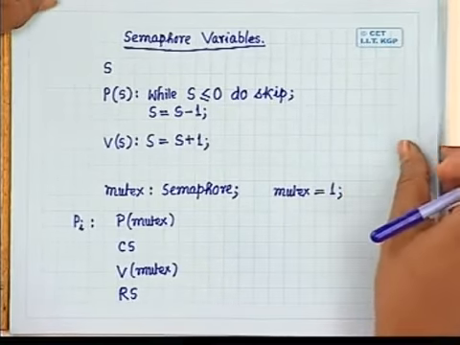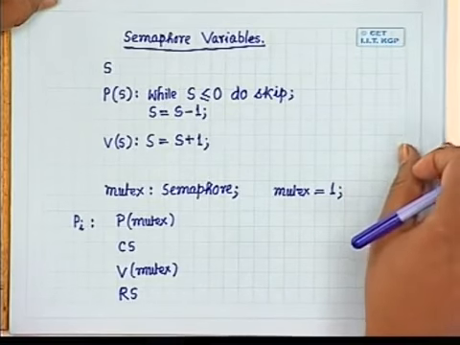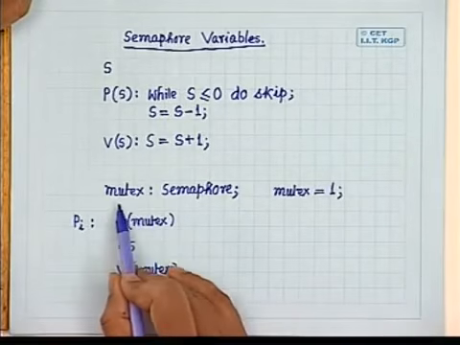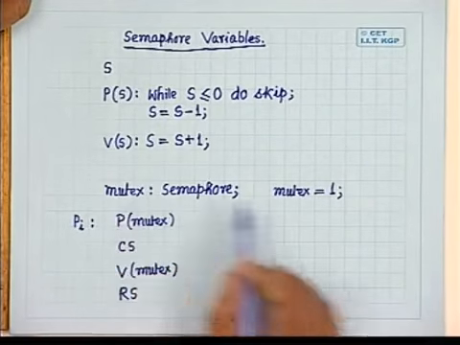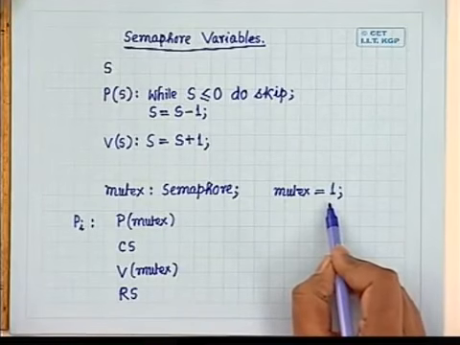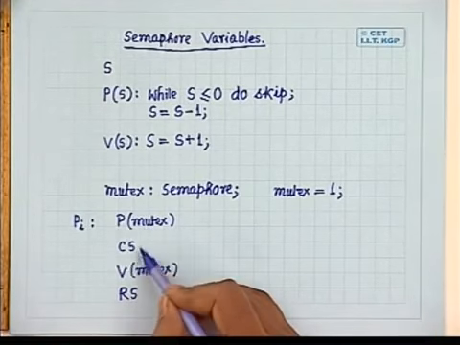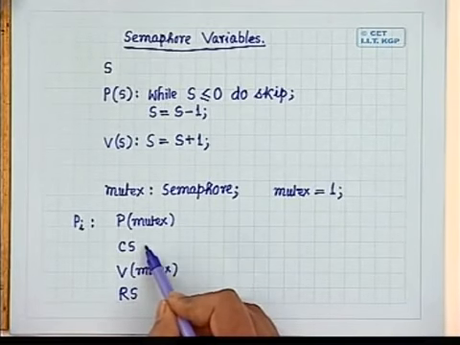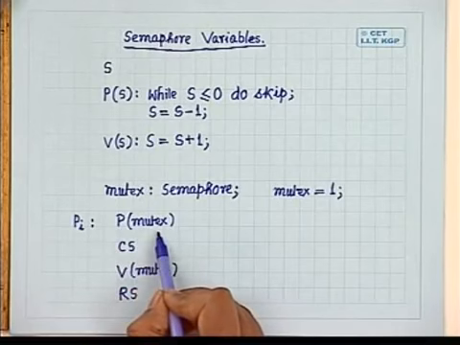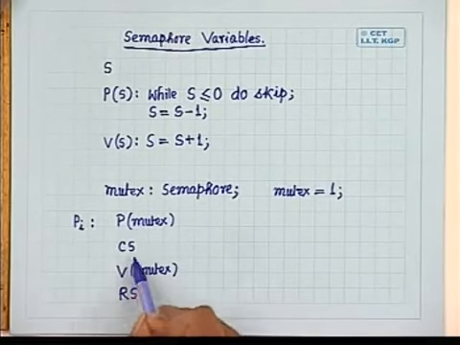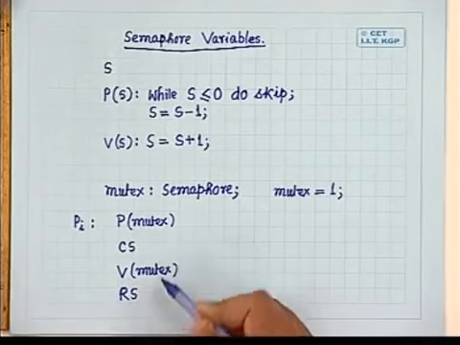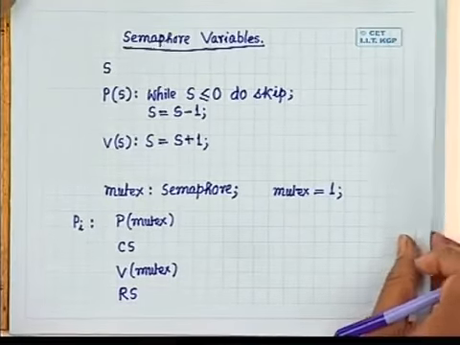And we have seen the use of semaphore variables to solve the mutual exclusion problems, where we have taken one semaphore variable, say mutex, which is initialized to a value 1. Then for the critical section problem or mutual exclusion problem, before entering the critical section, in the entry section you perform P(mutex) operation, and in the exit section you perform V(mutex) operation. So this will give the mutual exclusion property.